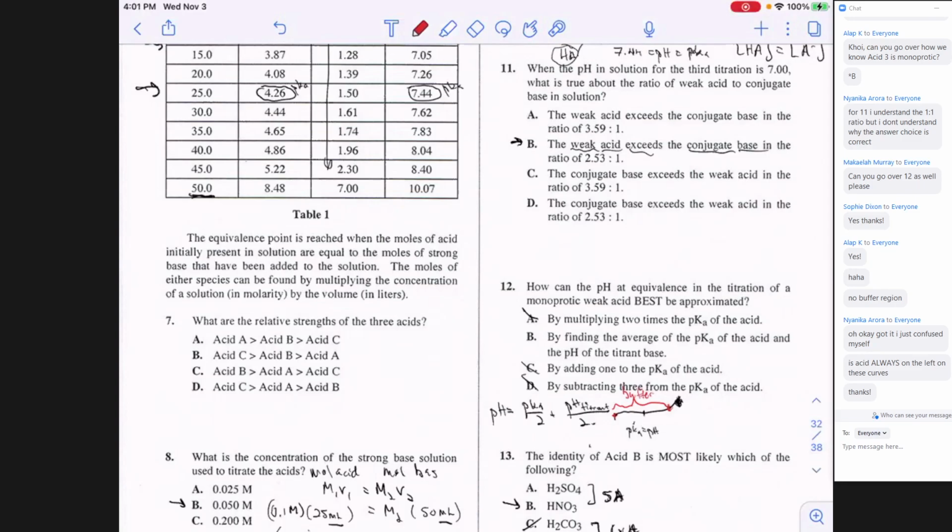So you move it to the right or to the left. If it's -1, it's to the left. +1, it's to the right. But we're still in the buffer region, and the equivalence point is outside of the buffer region. So that's why you can't use that. That's why that answer is false.